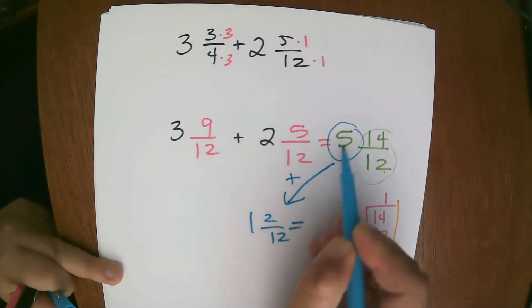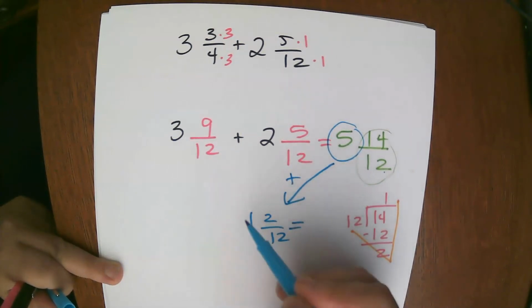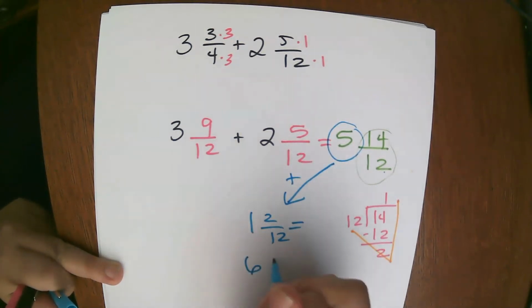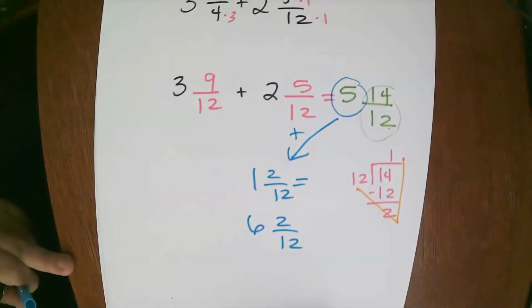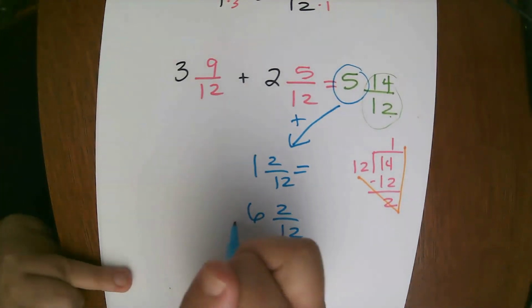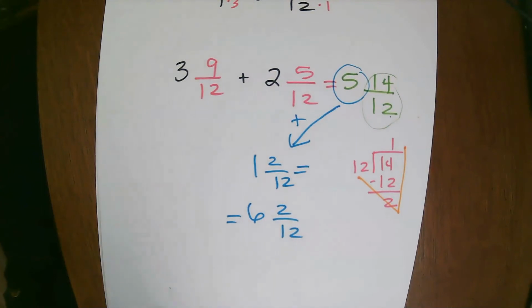Right? Okay, but we still have that 5 here. So what are we going to do? We're going to add them together. So 5 plus 1 is 6 and 2/12. Okay? That is our final.